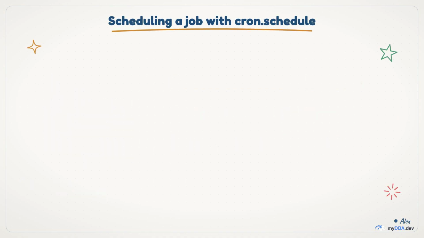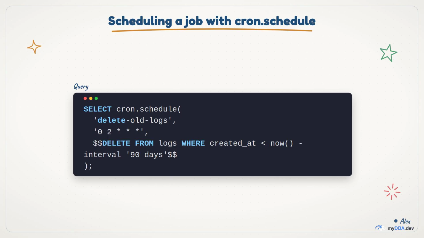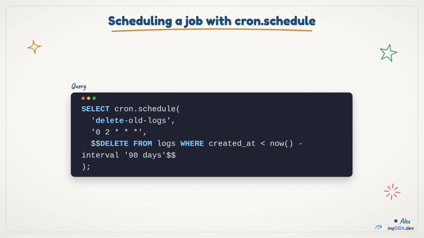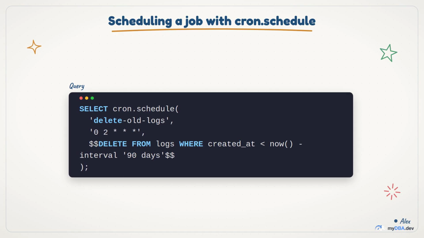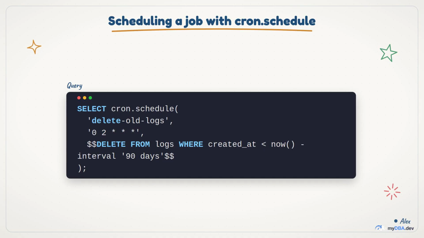Here's a retention job. First argument is the job name. Second is the cron expression. This one means 2 a.m. every day. Third is the SQL command itself. I'm using dollar quoting here so I don't have to escape the single quotes inside the delete statement.